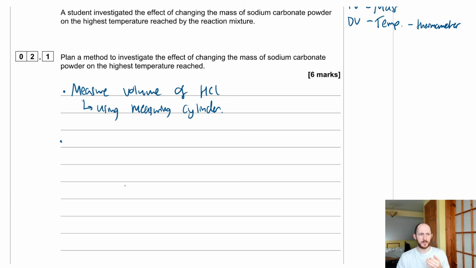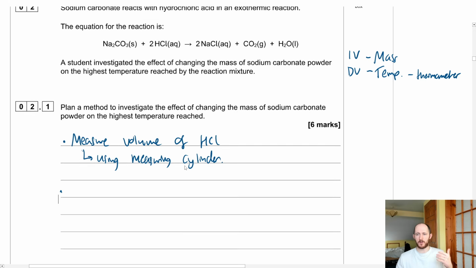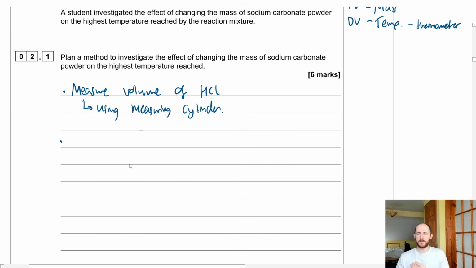Cool. What else do we need to do? Well, what are we going to mix the sodium carbonate and hydrochloric acid in? Well, some kind of cup would be a good idea. Again, bear in mind it's acid, so you want something that can withstand acid. So a plastic container, a polystyrene cup. Polystyrene is plastic, so I didn't really need to specify that. But at school, you probably used a polystyrene cup. Pour HCl into polystyrene cup.